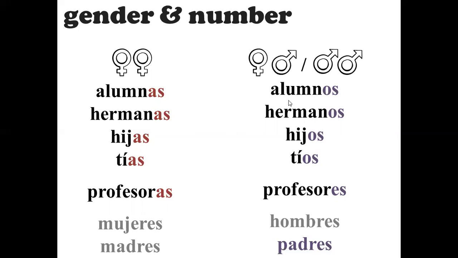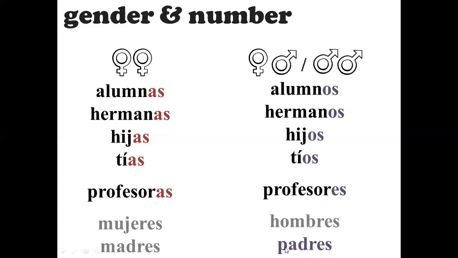The second group, however, alumnos, it functions both for a group entirely composed of guys and a group that is a mixed gender group. So alumnos could mean all the students, no matter what gender they are. Alumnos also could be a group of just guys. So again, you can see the stamp of history on this one. It is a masculine dominant language. So alumnos, hermanos, hijos.